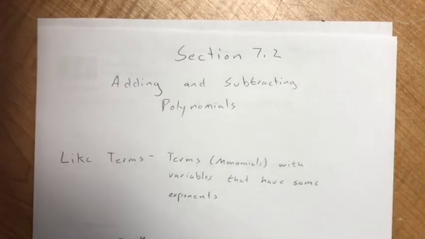Section 7.2 is adding and subtracting polynomials. Basically, what you're doing in this section is combining like terms, okay? So this should not be too complicated. Just remember, like terms are monomials, terms with variables that have the same exponents.